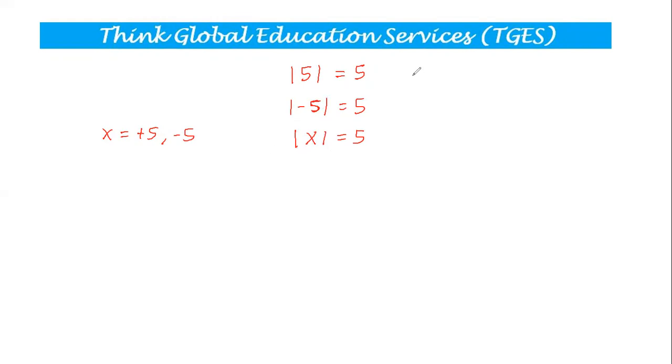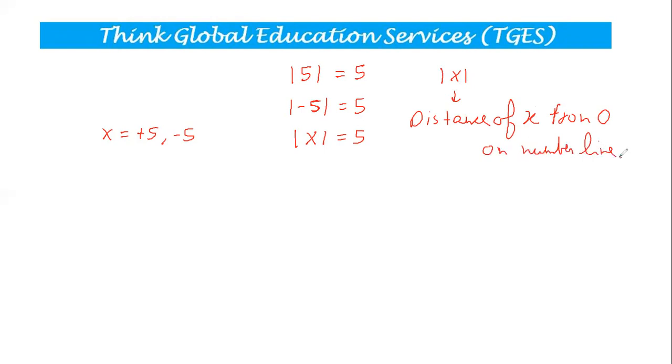Now why does this happen? Because modulus actually signifies the distance. Now can the distance be negative? No, the distance can never be negative. You never say I have traveled minus 2 miles today. No. So the distance can never be negative. So this modulus actually signifies the distance of this point, in this case the distance of x, from 0 on the number line.